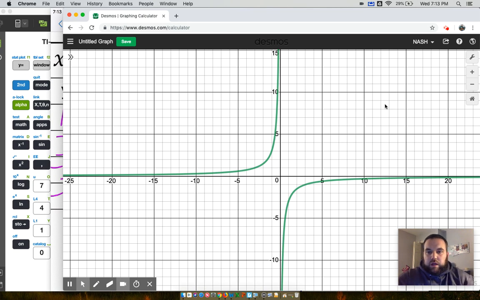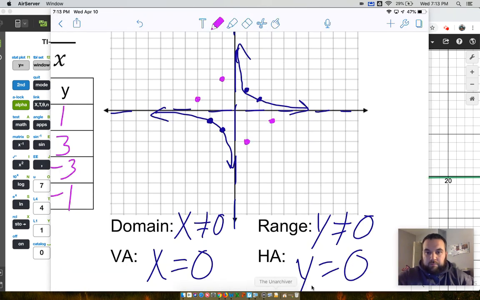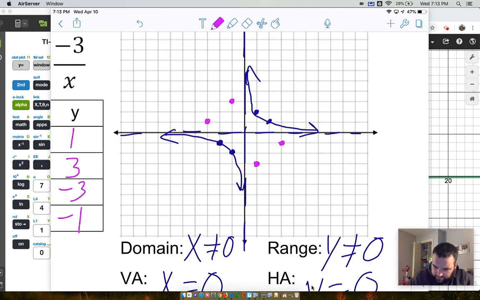Okay, quadrant 1 is in the upper right, quadrant 2, quadrant 3 in the lower left, and quadrant 4. So what I'm going to do is just graph these here. Oh boy, that wasn't great. Okay, still has the same asymptotes.